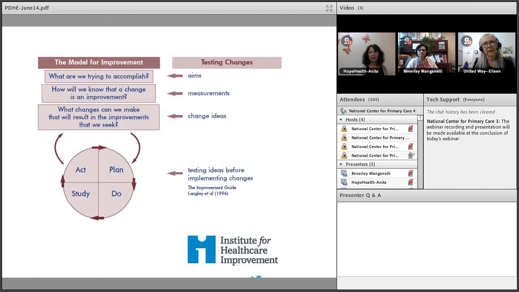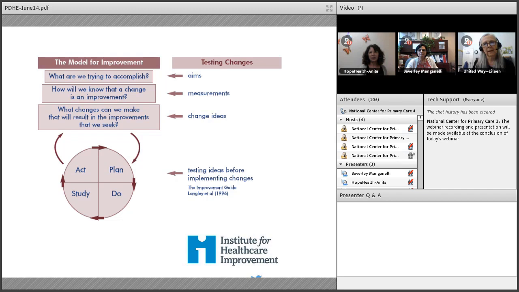And then this slide tells us about the model for improvement, which is the methodology that we use that was developed by the Institute for Healthcare Improvement, or IHI. The model for improvement taught us to ask and answer two questions. One is, what are we trying to accomplish? And so each team was challenged with creating aims, some specific aims that they wanted to accomplish together. And then, how will we know that a change is an improvement? And that meant that we had to create measures.